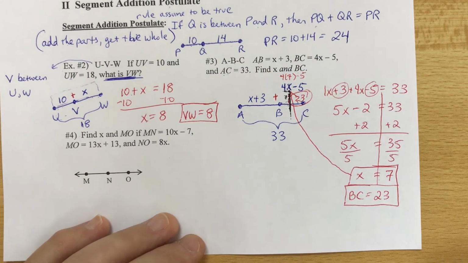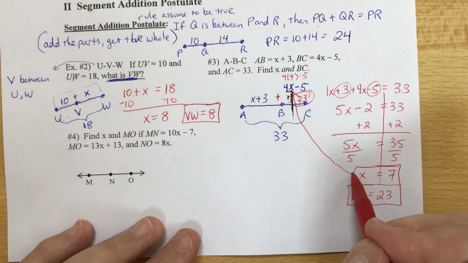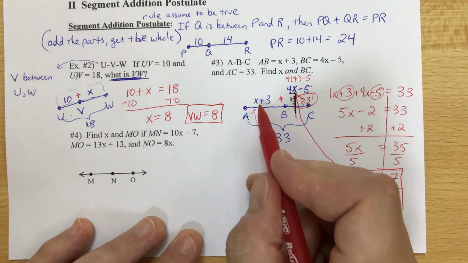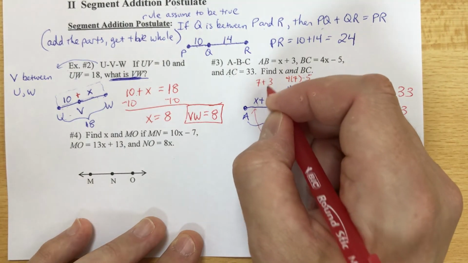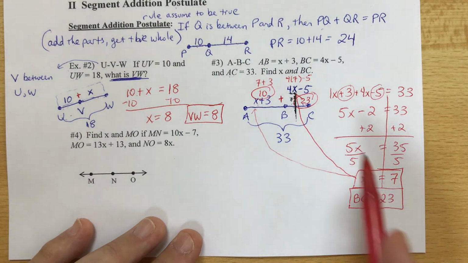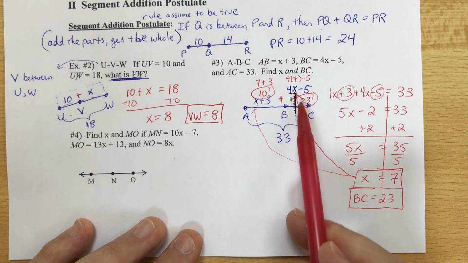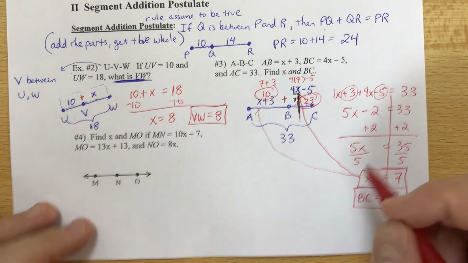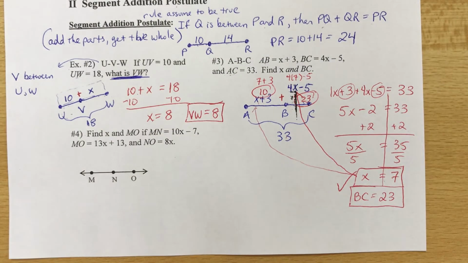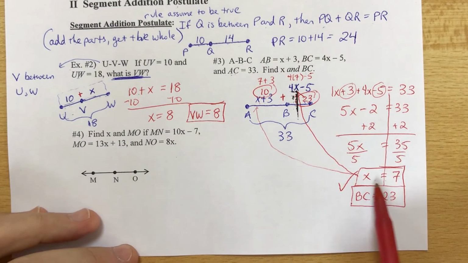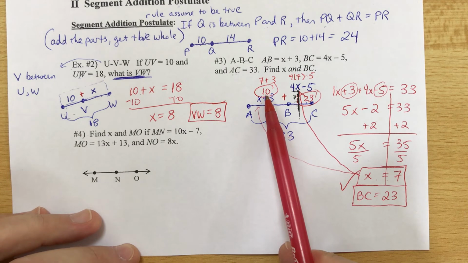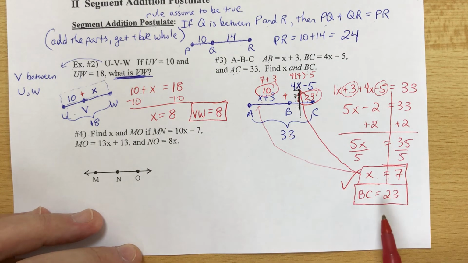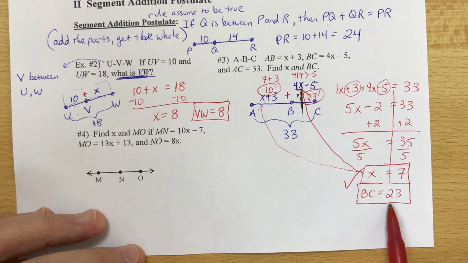Now technically I'm done, but if I wanted to check, I would also plug it into the other part. I would do 7 plus 3, which is 10. And the way that I check this is 10 plus 23 equal to the whole thing 33? The answer is yes. So I know for a fact that everything's right. So you need to solve it, go back to the picture and substitute, find the actual values, and then ask yourself if they make sense. And then make sure you answer the question.